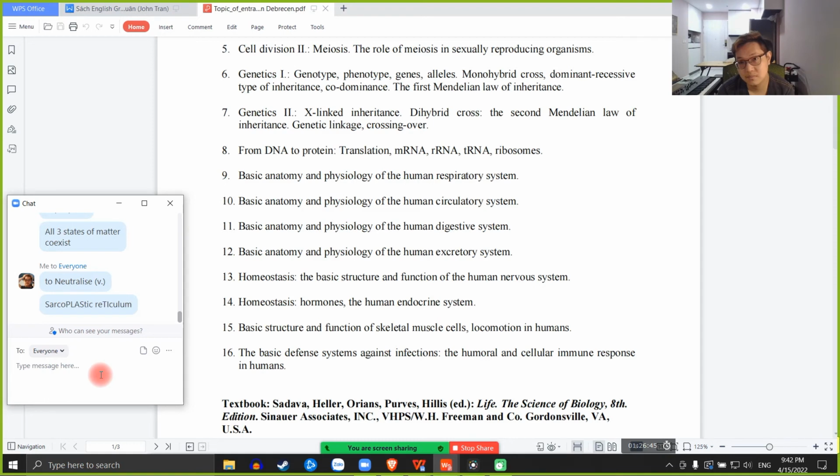Because of that, the sarcoplasmic reticulum releases calcium ions. And what's the function of calcium ions in this case? The calcium ions help the myosin head to connect to the connecting sites of actin. The calcium ions interact with the troponin in order to show the contact sites, connecting sites, for the actin to be connected. Okay.